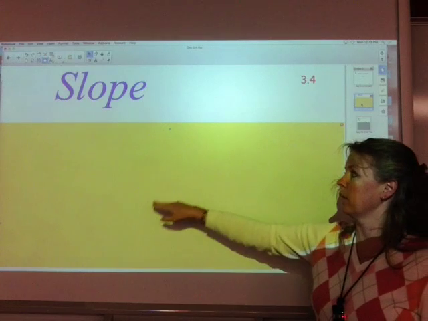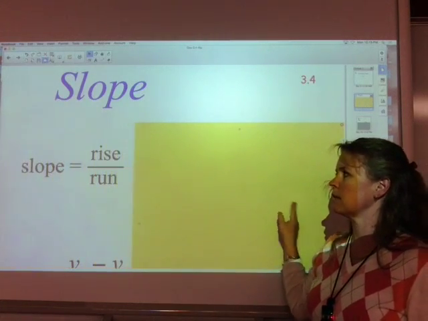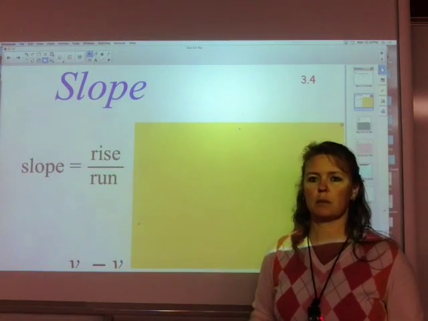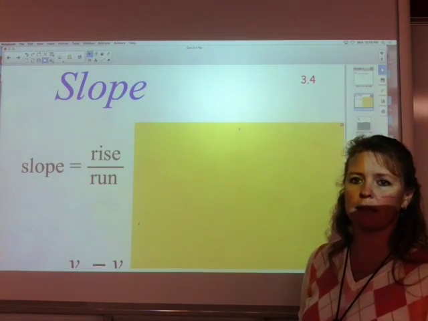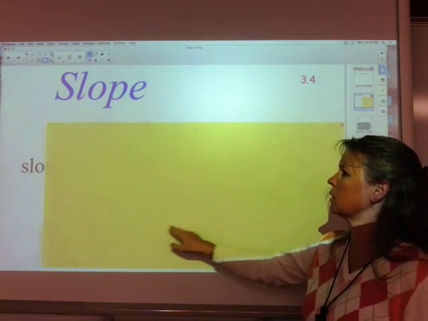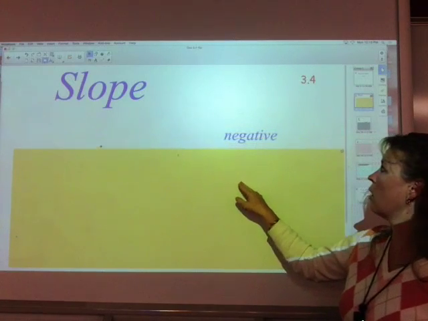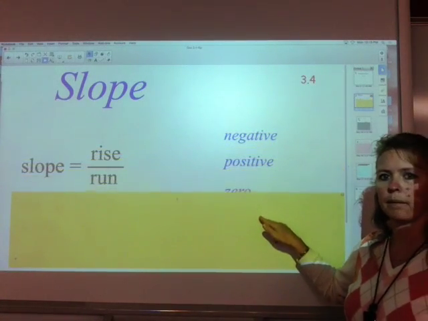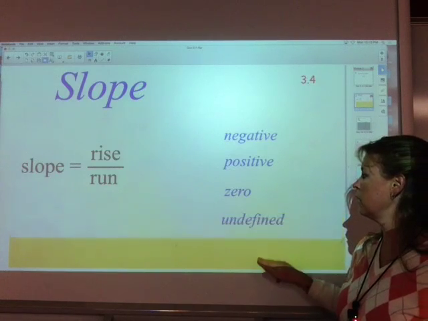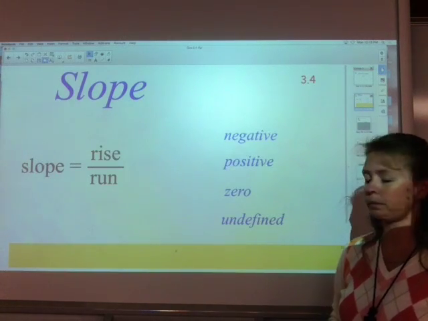With slope, the main thing that we're going to be talking about is that slope is represented as rise over run. Always measuring how high or low something rises and falls compared to how fast it runs. The four main slopes: you'll have negative slopes, positive slopes, a zero slope, and an undefined slope.